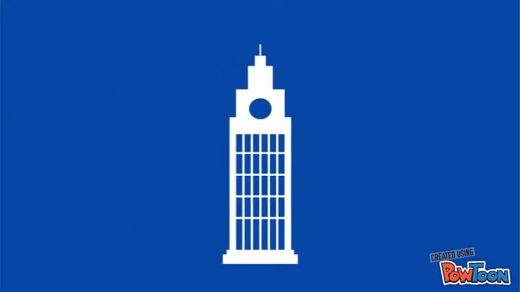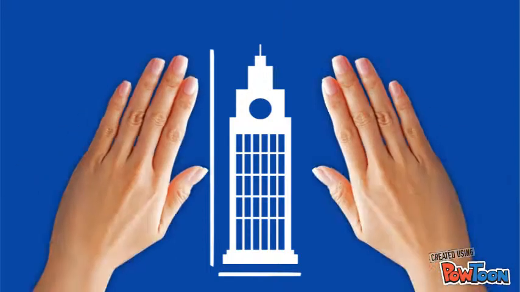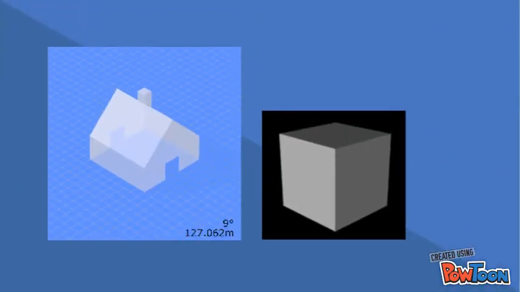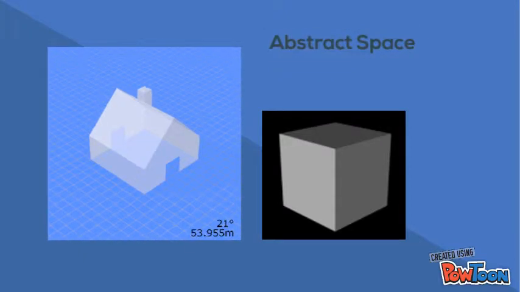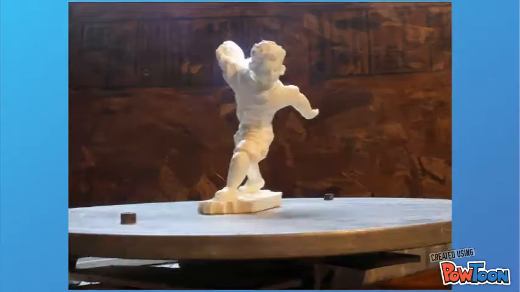Imagine for a moment you're an architect designing this building. It's not enough to simply determine the height, length, and angles of the building from one perspective. Instead, the building must be viewed in relevance to an abstract space, or in 3 dimensions. Think of it like viewing a sculpture.